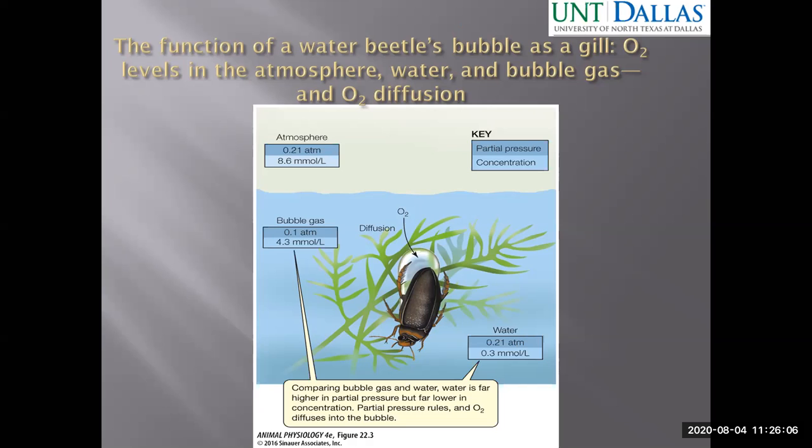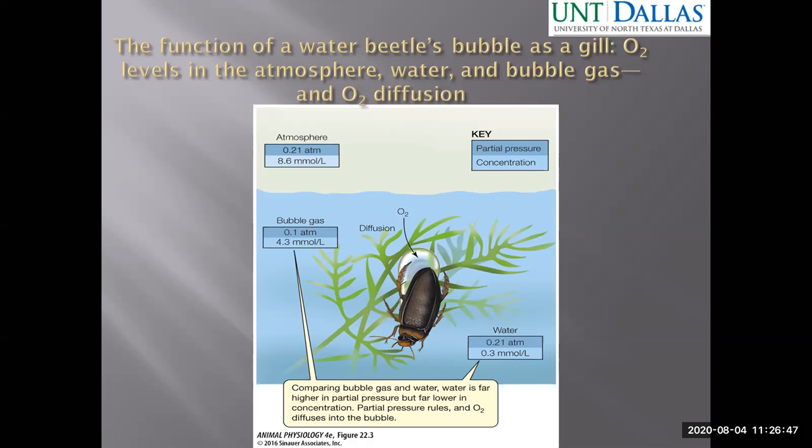So let's consider an example of a beetle. Here you can see the dark portion represents the partial pressure, and the light blue portion represents the concentration. This is the partial pressure and concentration of the atmosphere, this is the partial pressure and concentration of bubble gas, and this is the partial pressure and concentration of water. So let's consider a beetle that grabbed a fresh bubble from the atmosphere a while ago and has removed about 50% of the oxygen from its bubble.